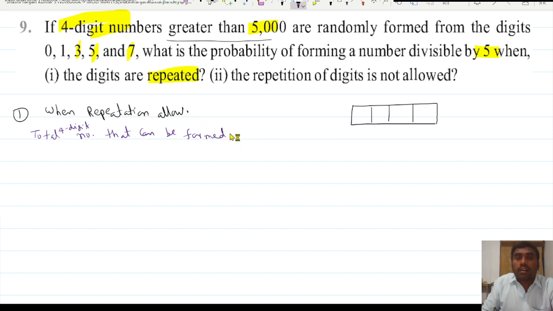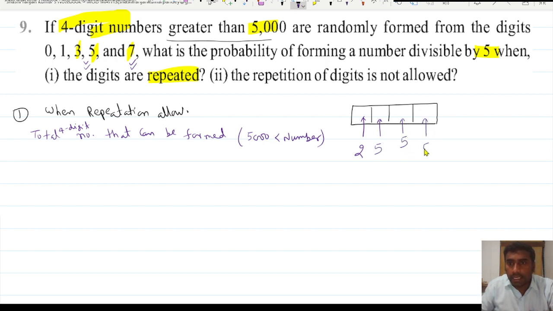Using the given digits, the number should be greater than 5000, so we have to make this type of case. If the number should be greater than 5000, the first place can be filled in only two ways: either we can put 5 or we can put 7. Because repetition is allowed, each of the other places can be filled by any one of the 5 options. So this can be filled in any way, and again, and again any digit.